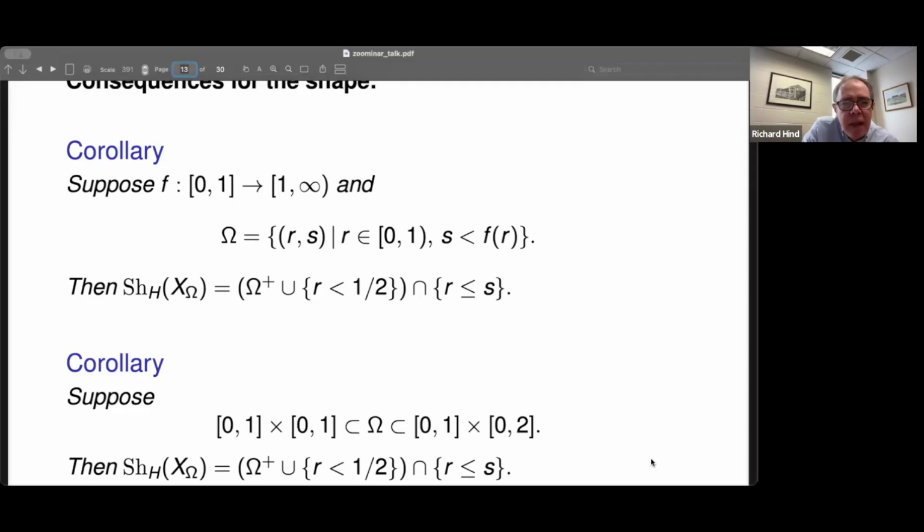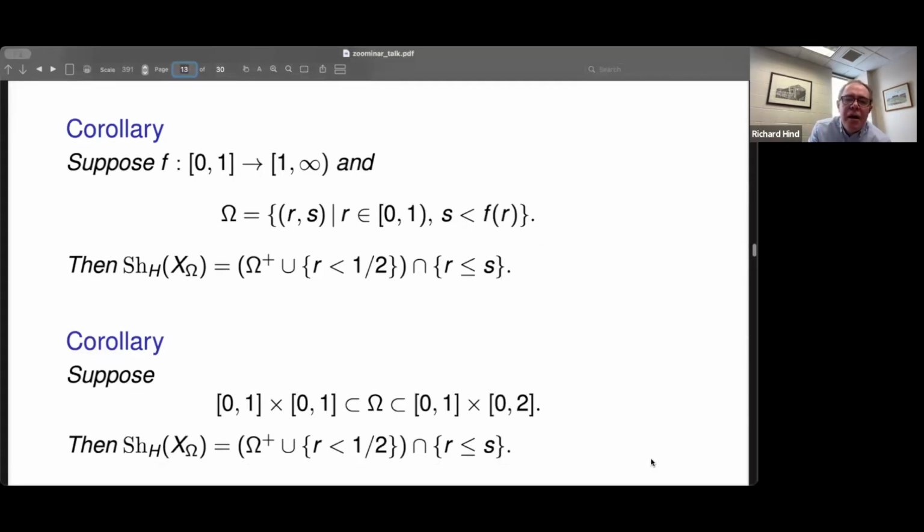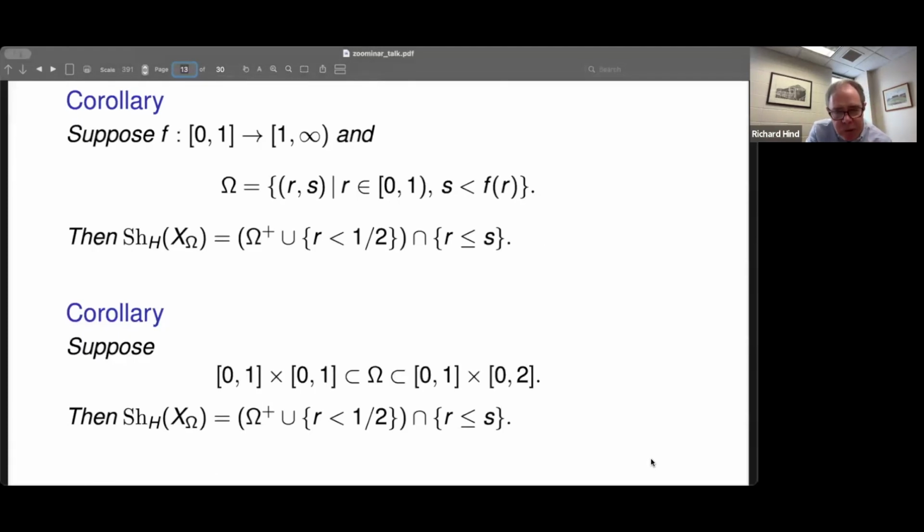Okay. And then the second one, you can drop the graph condition if you assume that the moment image is between the square and the rectangle, then we get the same result, right? So the shape is exactly the moment image together with this strip of width a half. Right, so we get a lot of calculations of the shape. Okay, which I'm going to draw. So these are the examples.